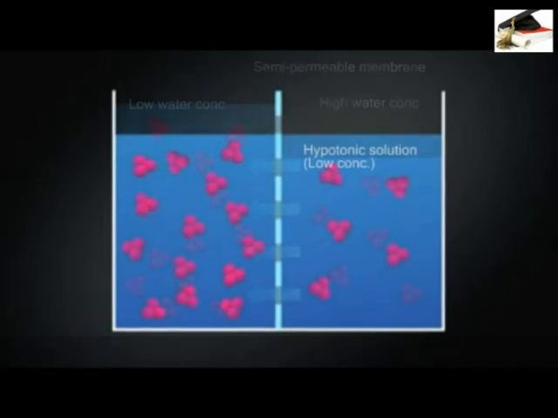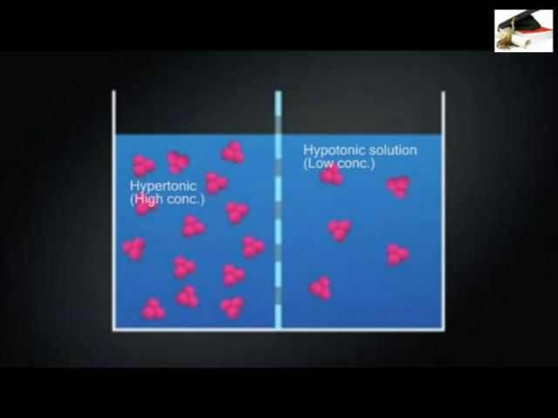A low concentrated solution is described as hypotonic because it has less of the solid molecules but more of the solvent molecules. On the other hand, a highly concentrated solution is described as hypertonic. Why? Because it has more solid molecules but less solvent molecules.